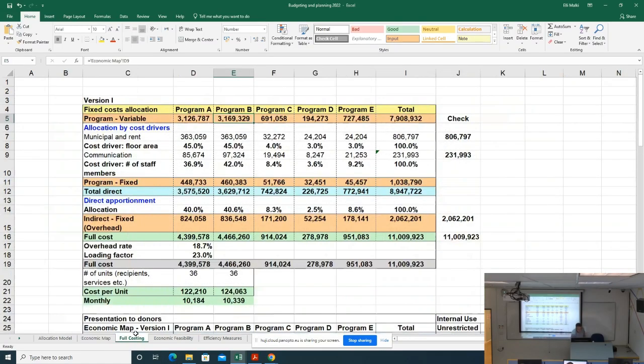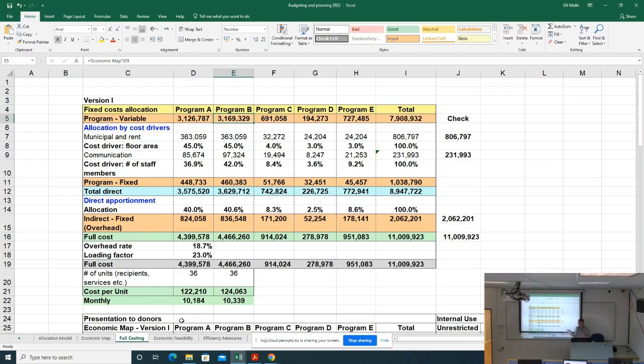So now I want to determine which cost driver I want to use. The criteria, as I said earlier, is a marketing criteria.